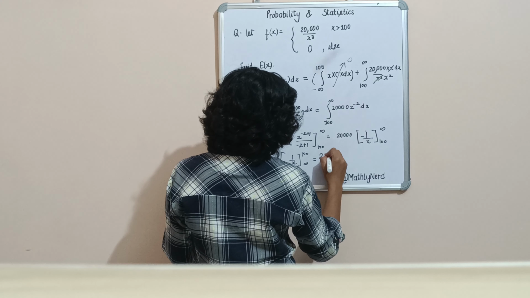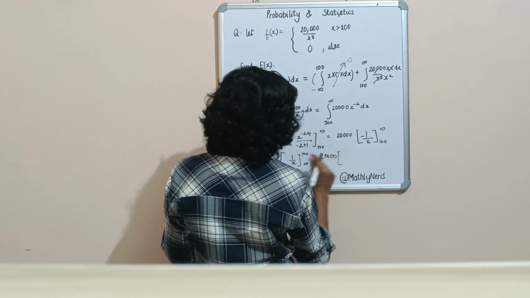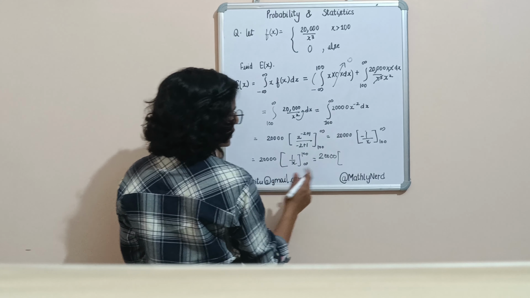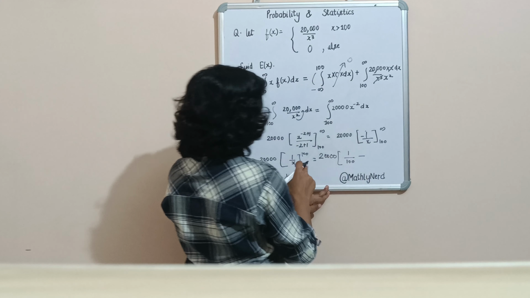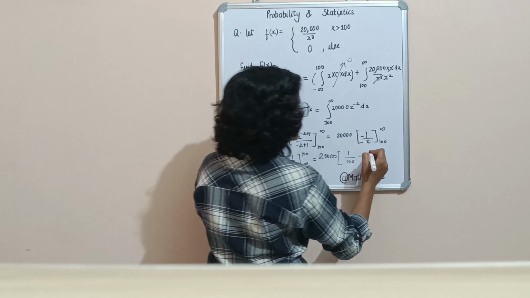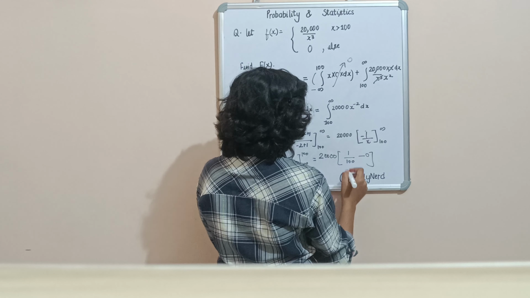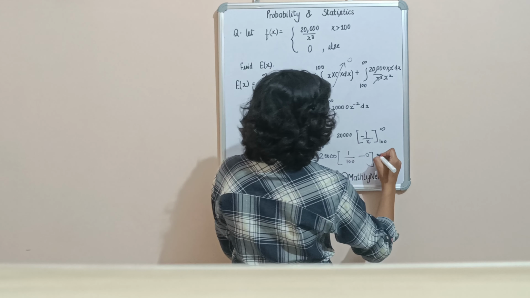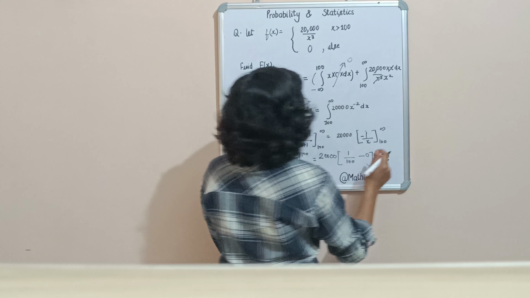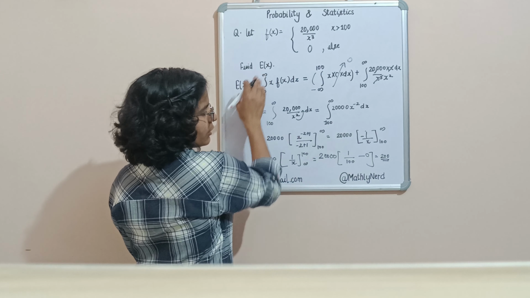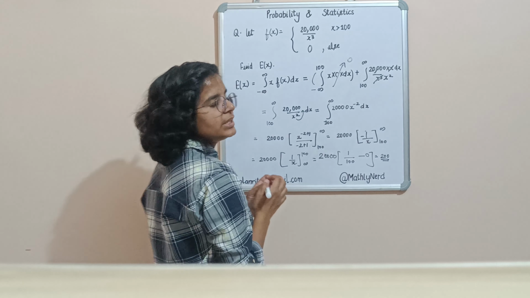So 20,000 multiplied with, if we put in the values, 1 by 100 minus 1 by infinity. 1 by infinity is 0. So this will be 20,000 by 100, and that is 200. So 200 is the E of x and our mean value.